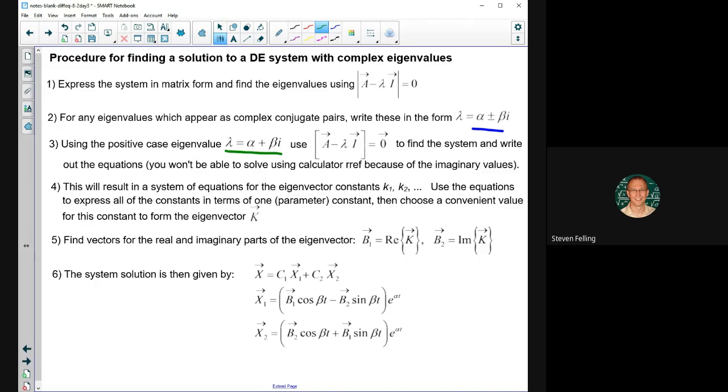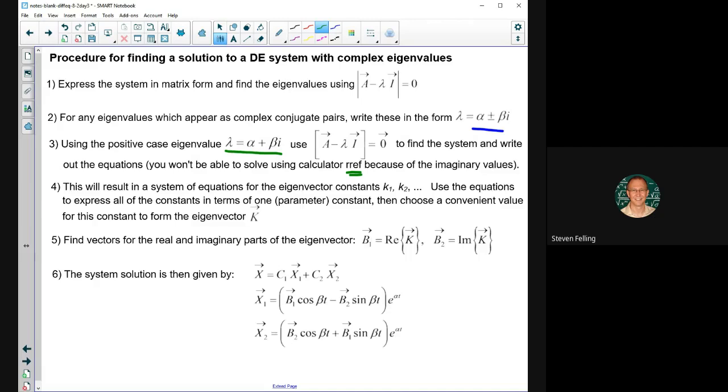Unfortunately, this means we're not going to be able to use RREF in the calculator. We're going to have to do the calculations by hand because we can't do RREF in the calculator with the imaginary values in there. I mean, possibly we could, but typically it's not done that way. So I'm going to show how to do it by hand.